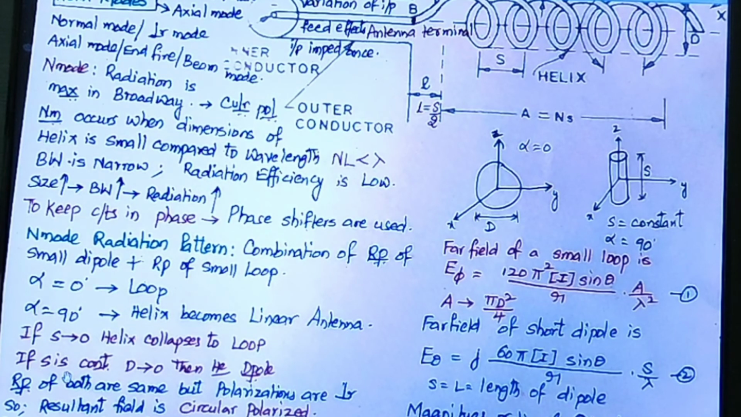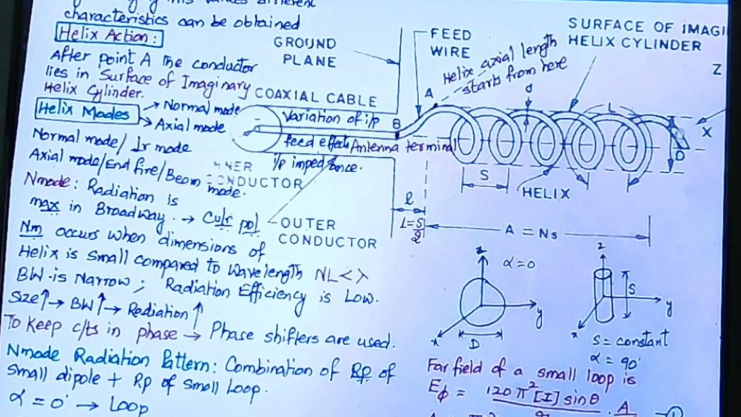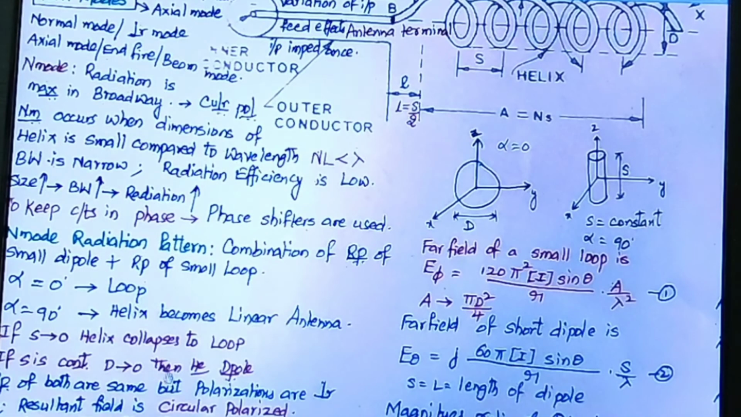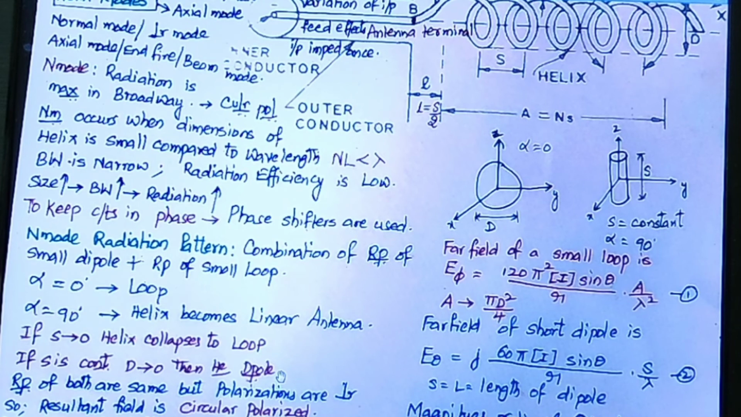Similarly, if S is constant and D tends to 0. What is D? This is the diameter of the total helix. If this tends to 0, what happens? All appears like a dipole antenna here. So if D tends to 0, then the helical antenna becomes a dipole antenna.